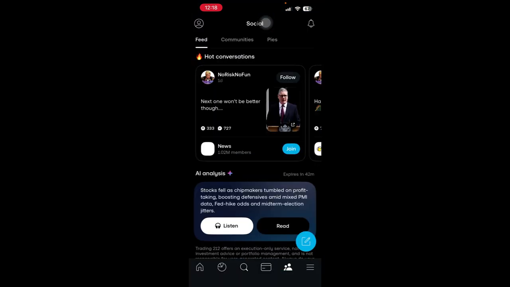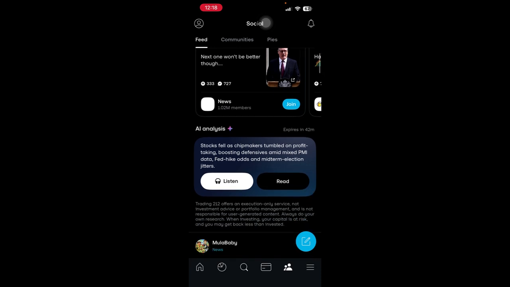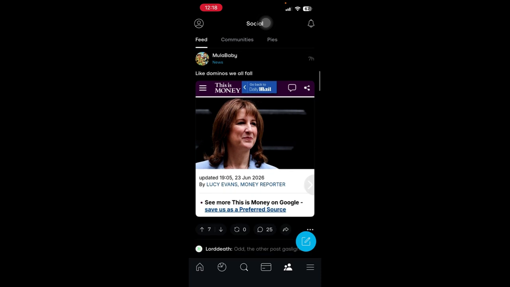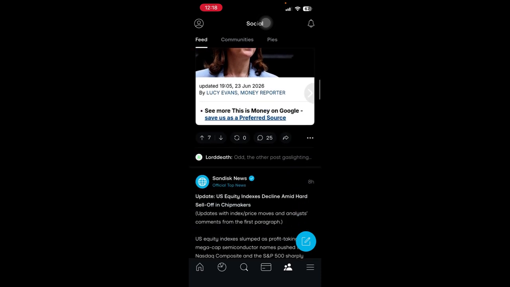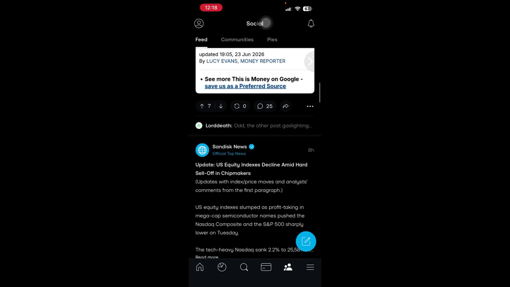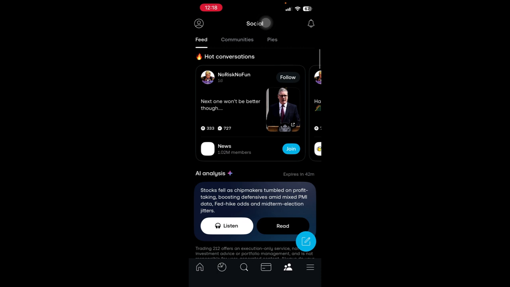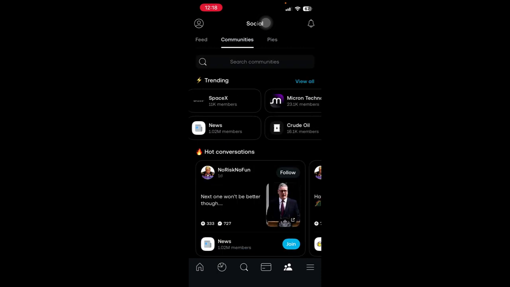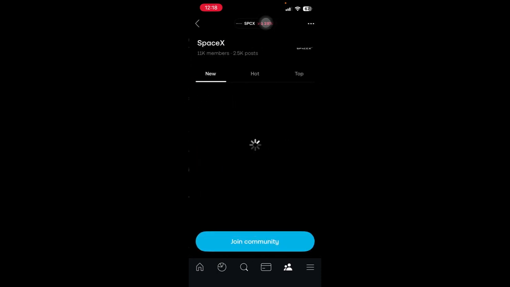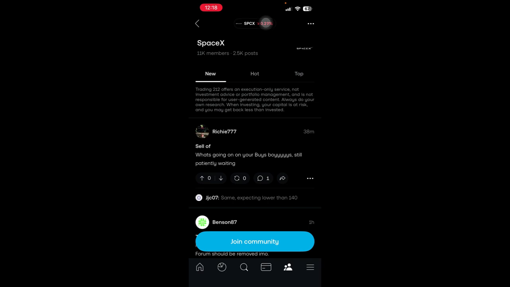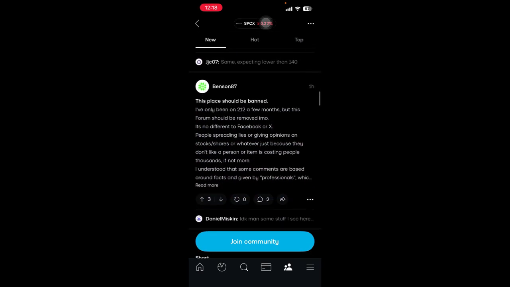And then here there will be social. There will be a social window here where you can see any information about any markets, as news is very important and moves markets, especially US markets right now, Donald Trump and stuff like that. So it's very important to stay up to date on the news. Here we have community. So if we want to follow SpaceX and we are trading SpaceX, we can find out a lot of information about this.